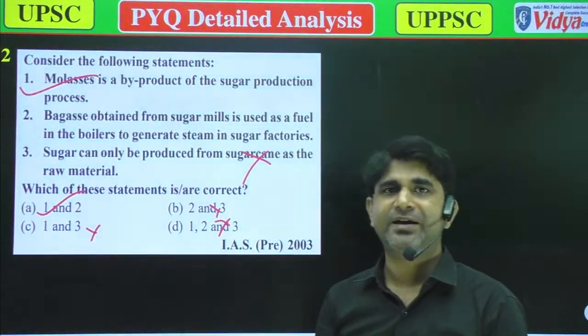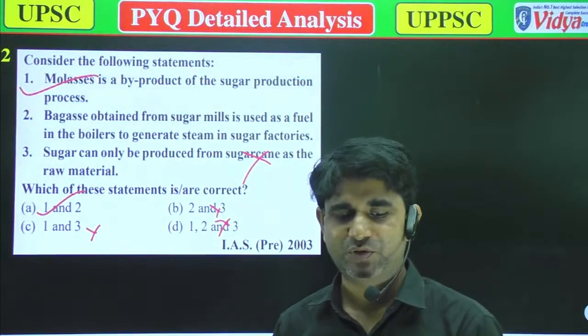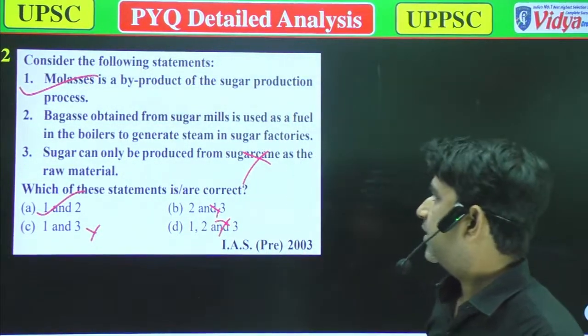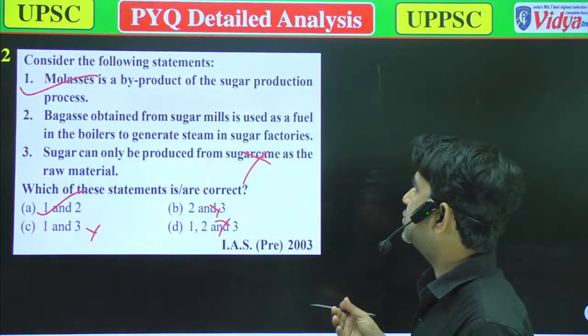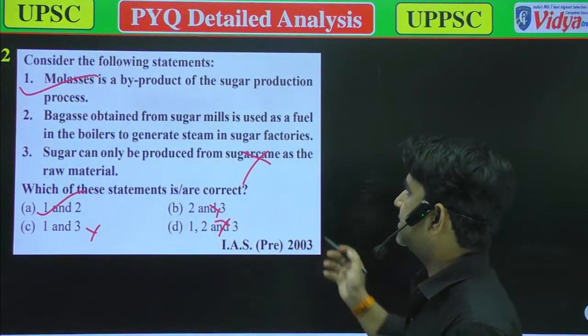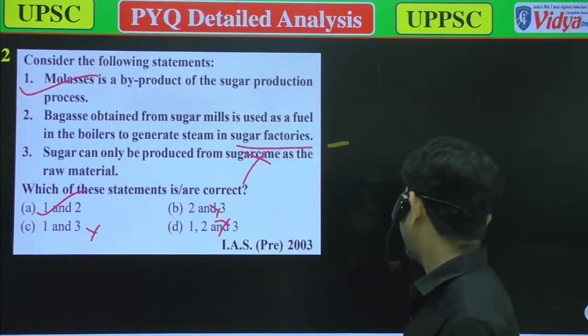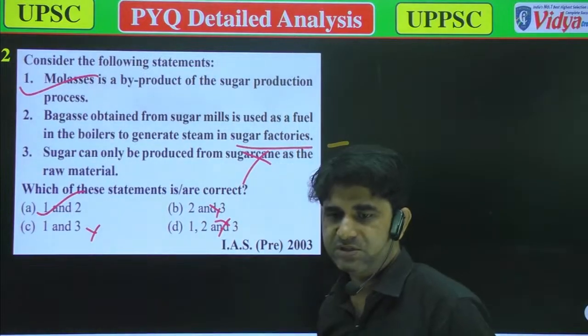Even if you don't have any idea, you can eliminate some options, so we have statement 2 is correct. Bagasse obtained from the sugar mill is used as a fuel in the boilers to generate steam in the sugar factory. That's true. Okay, so we have done all the questions.